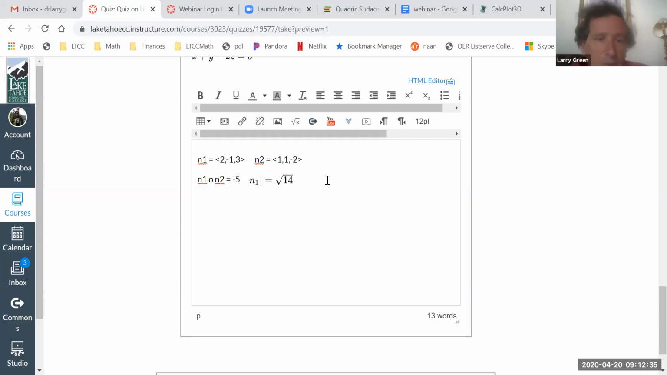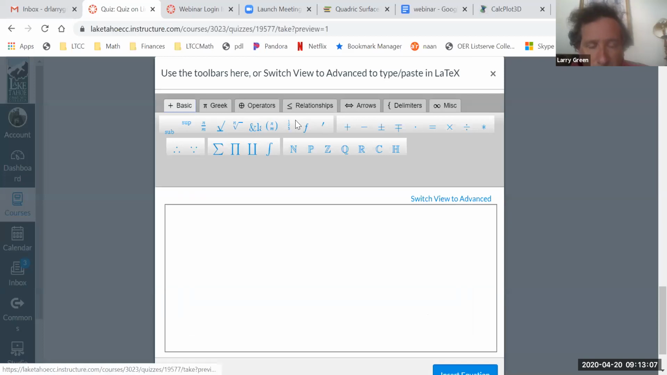Okay, so now we're going to find the magnitude of n2. Okay, n2, we got 1 squared plus 1 squared plus 2 squared, and then take a square root, is going to be the square root of 6. Any questions on that? So the magnitude of n2 is equal to the square root of 6.